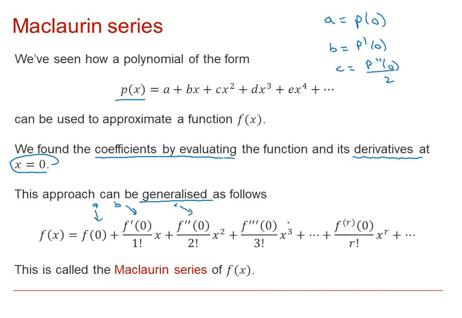Notice that the derivative required, for example here we've got a third derivative, is the one used with x cubed. So if we're looking for the coefficient of x to the power r, we would need the rth derivative of the function when x is 0. Again, if we look at the x cubed term, the denominator is 3 factorial, and therefore the denominator for the general term will be r factorial. So that gives us the general Maclaurin series of function f of x, and you will find a more formal proof of this in a textbook.